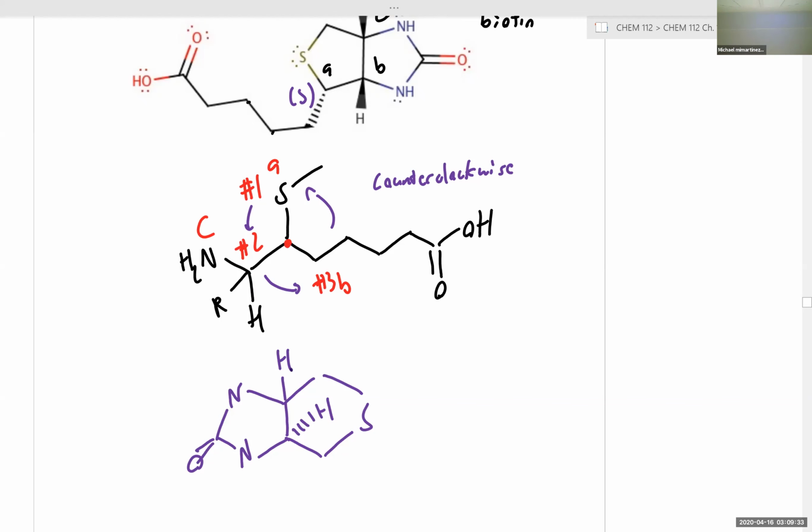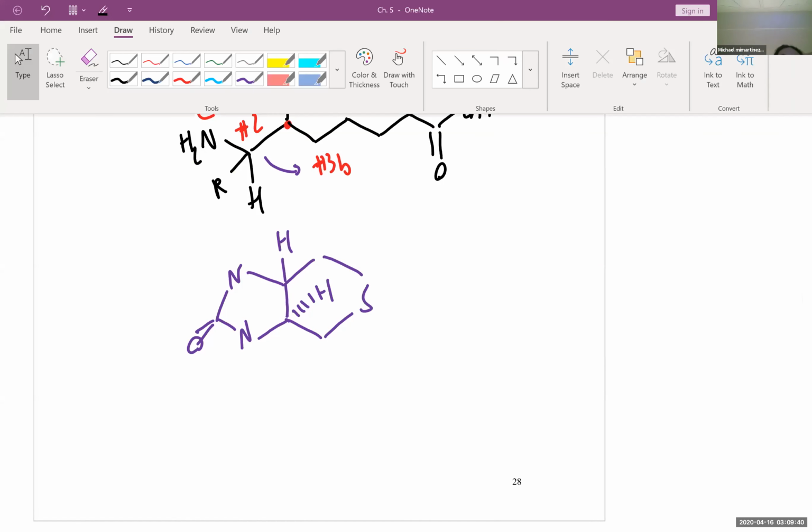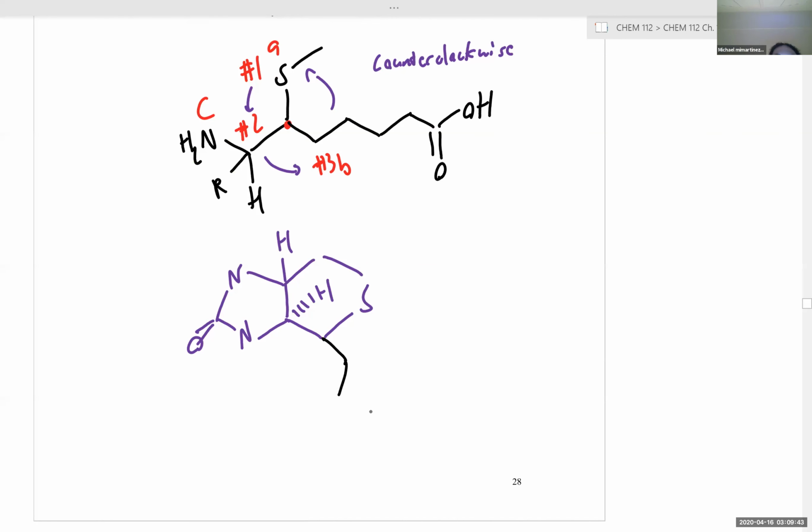Okay, now this is a really interesting case of assigning priority very, very carefully. So my question to all of you is, if we forget about the hydrogen since it's in the back, A, B, C, which of these groups is highest priority? A, B, or C?